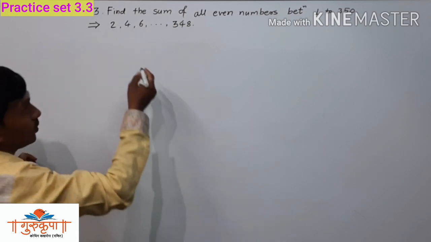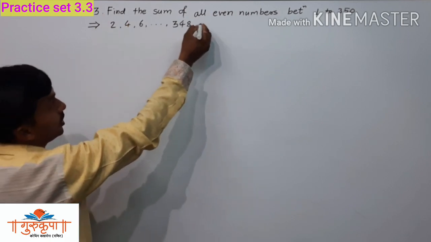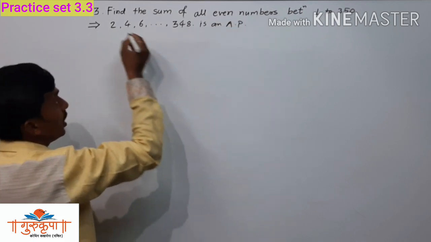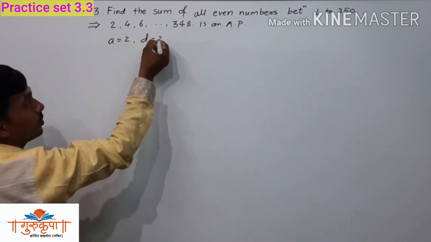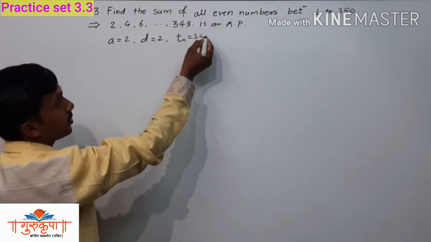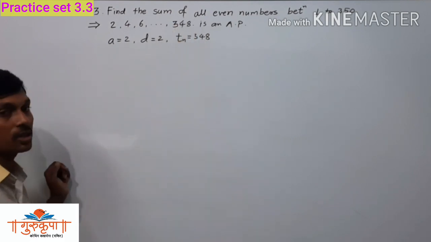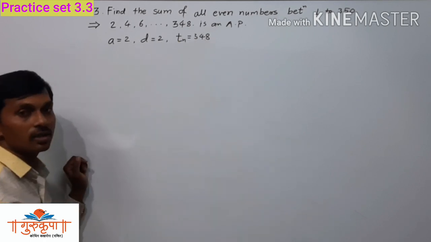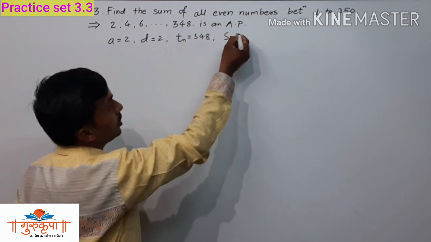Now we have to find the sum of all the terms in this AP. It is an AP having first term 2, common difference 2, and here the nth term is 348. Last term of that AP, we don't know which number of term it is. Since we have to find the number of terms, we consider it as Tn, that is the nth term of the AP is 348, and we have to find Sn.